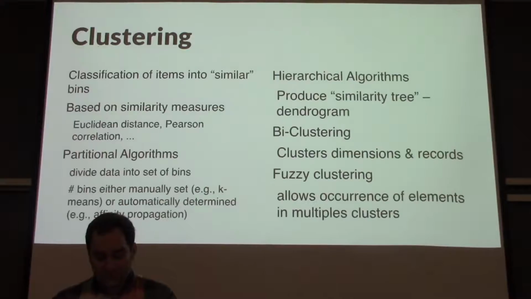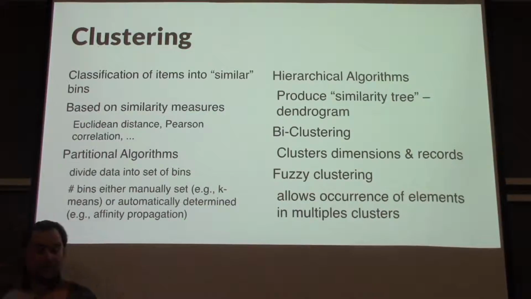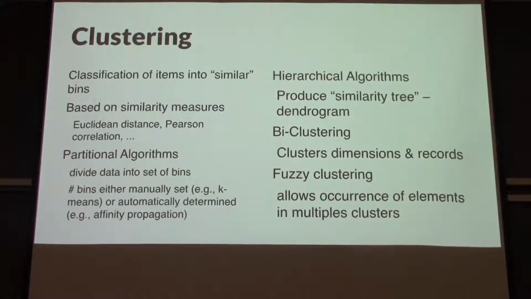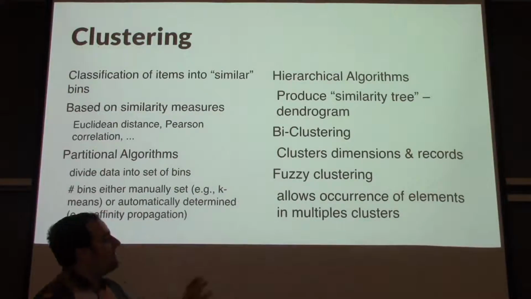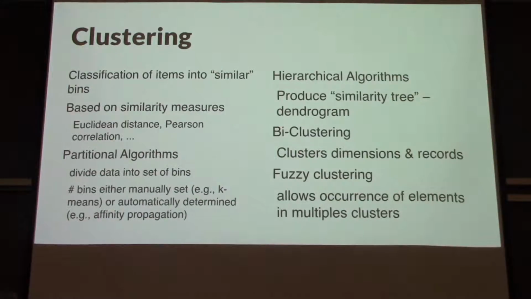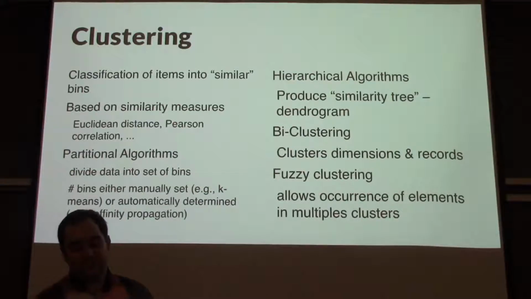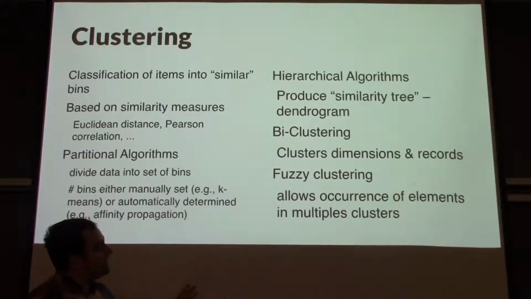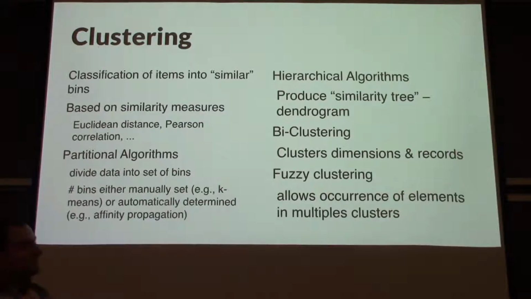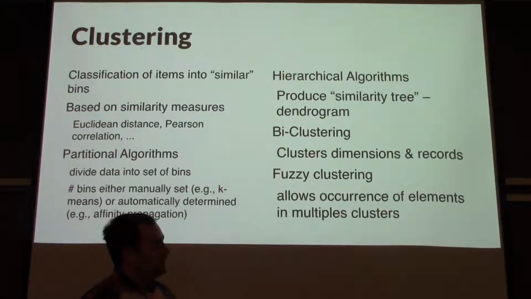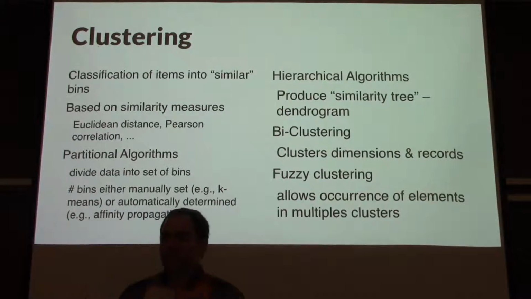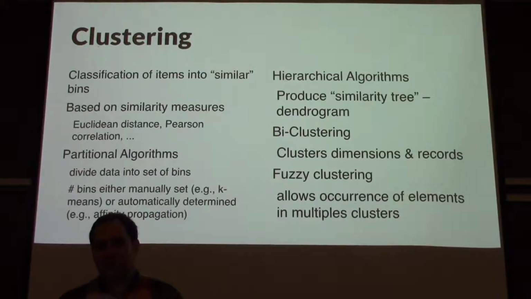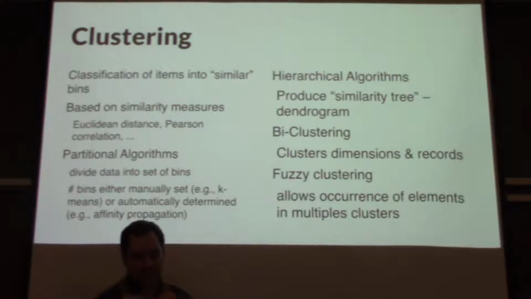Okay, so then we continued with clustering. And clustering, I can't stress this enough, is a very important technique in visualization. We distinguish between partitional algorithms, which simply divide a data set into a set number of clusters, and hierarchical algorithms, which produce a similarity tree where you can dynamically cut a dendrogram to produce the number of clusters. Then we have biclustering, where we cluster dimensions and records at the same time to have a globally optimal solution. And then we had fuzzy clustering, which we didn't talk too much about in detail, but here we have probabilistic cluster assignment. So an element might be 80% in this cluster and 20% in another cluster.